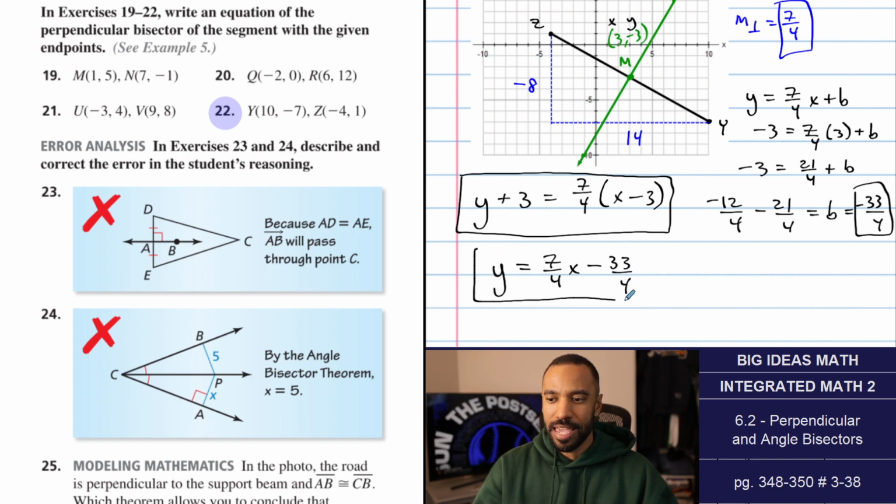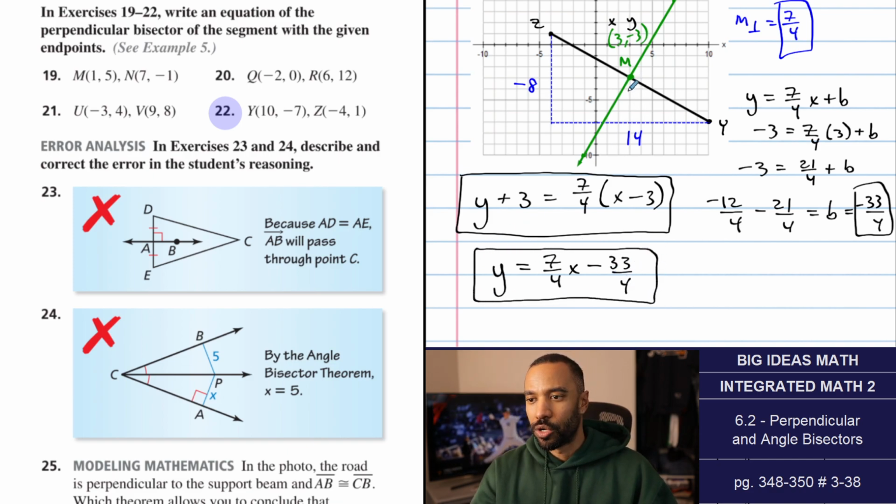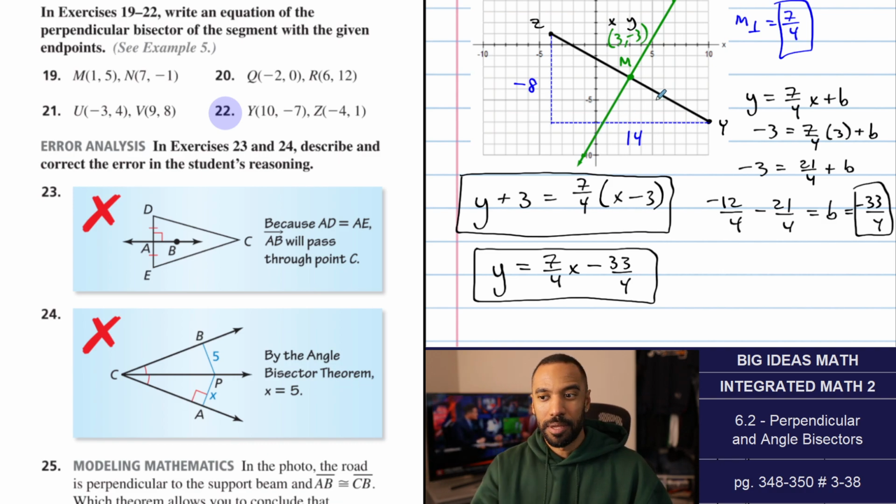33/4 is negative 8 1/4. Does it look like our graph crossed negative 8 1/4? Pretty much. I mean, pretty much. Don't say it crosses negative 8 because it just doesn't.